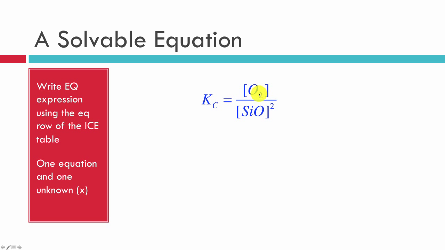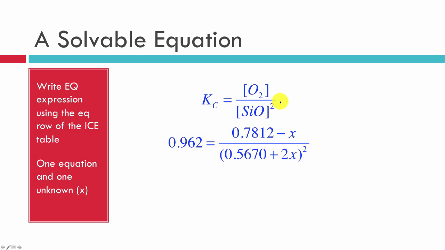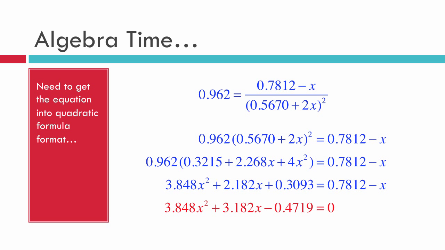Since the change is all in terms of one variable, we can set up an equation now that's solvable. We've got a very simple algebraic fun time for us to go through to solve for x. There's one equation and one unknown, so it can be done. Let's see how that works. It's very simple. Here's my equation for my equilibrium expression. I first multiply over to get the denominator of this fraction out. And then I take this square and get rid of it by expanding this function. Then I distribute the 0.962 throughout.